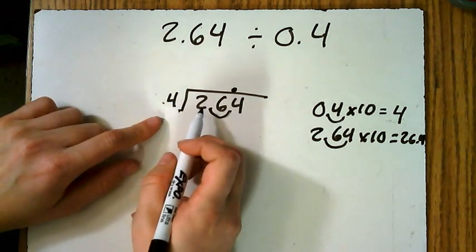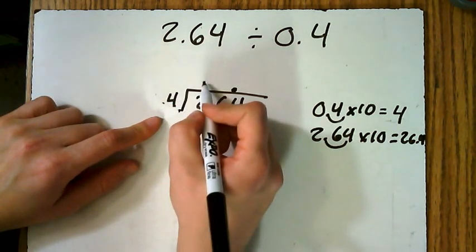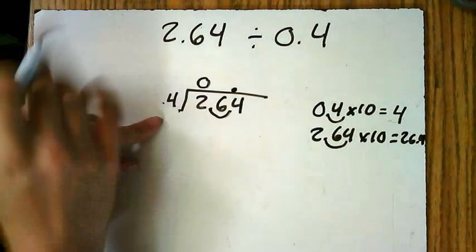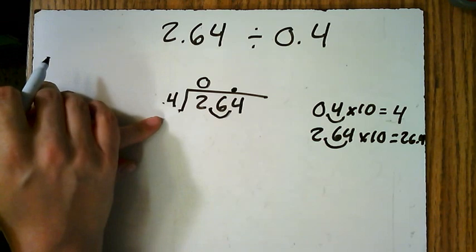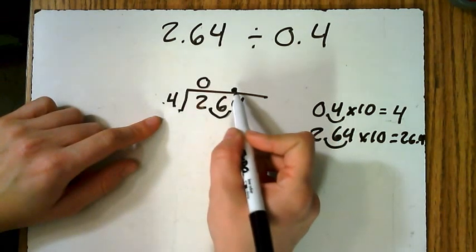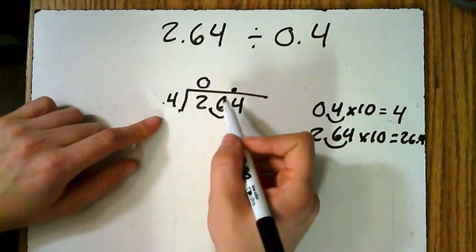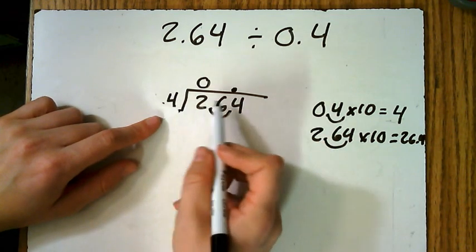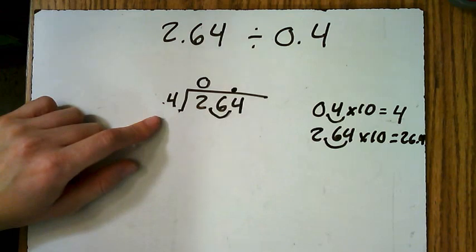So 4 can go into 2 0 times. So I like to put a 0 here just as a space saver so I don't get messed up with where I put my numbers. Because when you have a decimal in your quotient, it's very important that your number goes in the right spot. So 4 can go into 26 how many times?